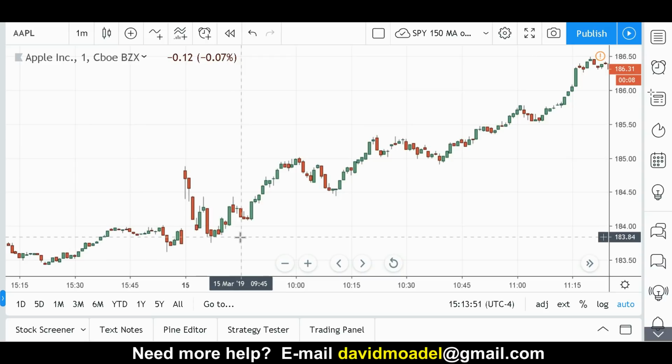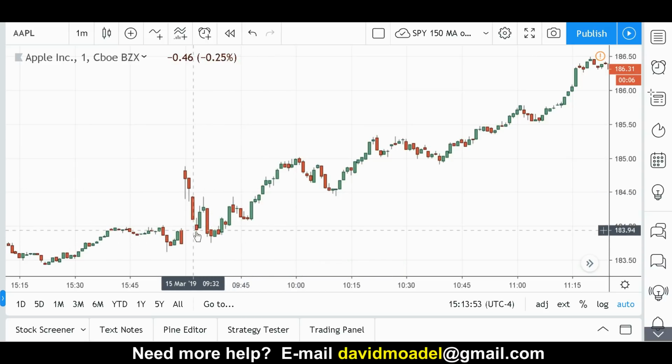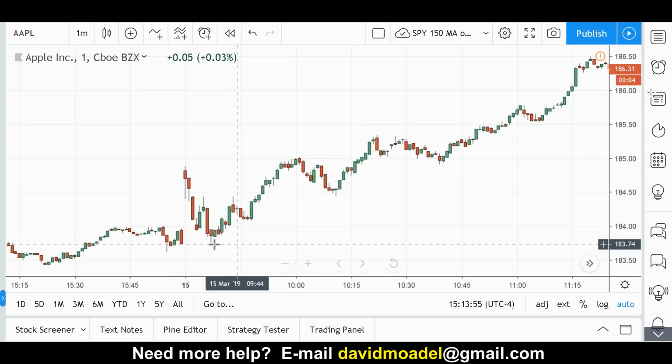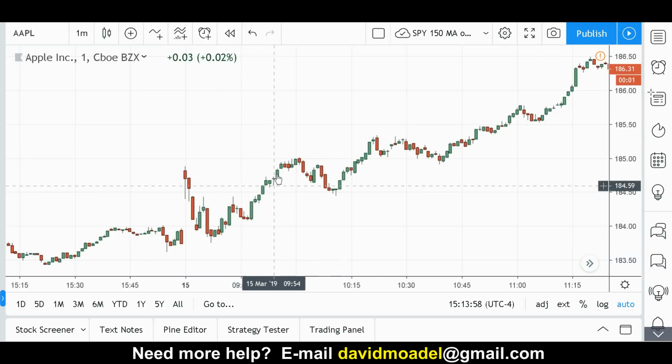All right, now let's say what if it broke? What if a candle closes below the low instead of above the high? All right, well, let's see what that looks like.